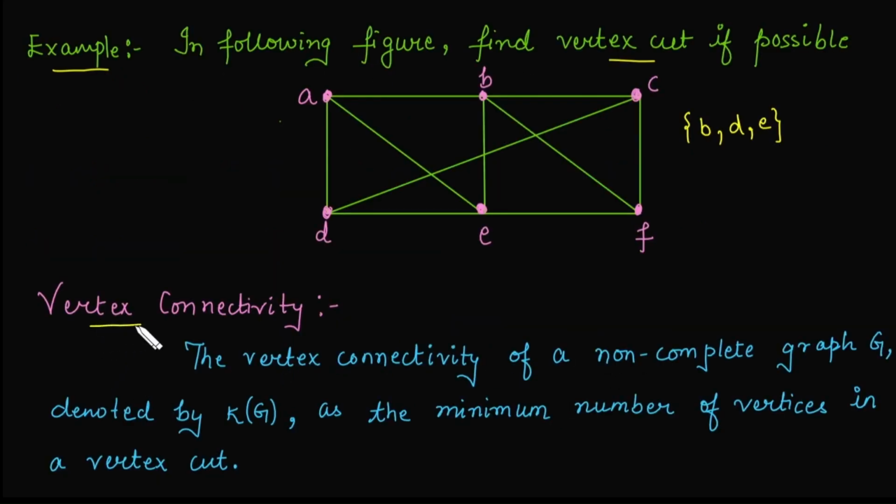The next term is vertex connectivity. The vertex connectivity of a non-complete graph G is denoted by kappa of G, and it is calculated as the minimum number of vertices in a vertex cut. In the previous example, we observed that the number of vertices in a vertex cut is 3, and that is the minimum count. Therefore, the vertex connectivity of the previous graph is 3.